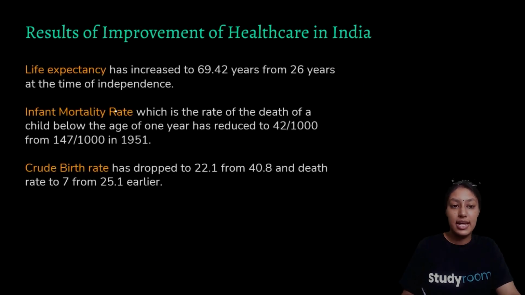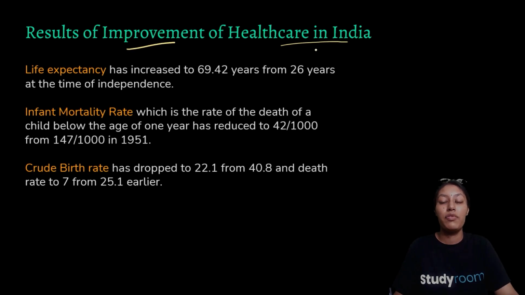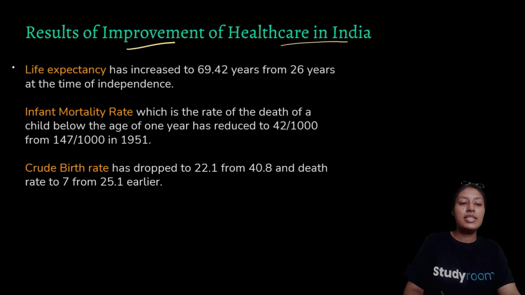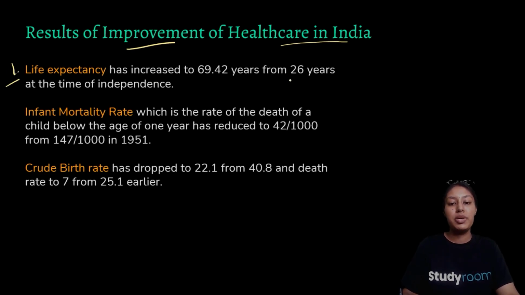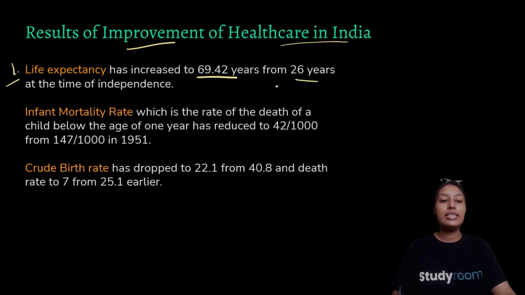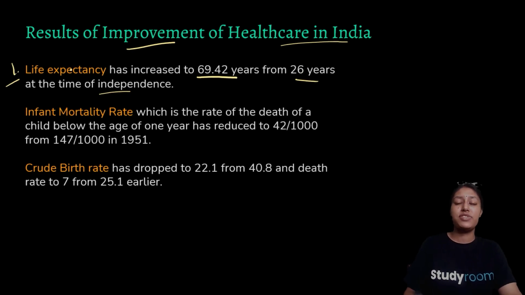So this was about healthcare. Now, the results of improvement of healthcare in India. Let's understand the results of improvement in healthcare in India. The very first thing is life expectancy. Life expectancy has increased. Earlier, it used to be very low. Now it has increased to 69.42 years from 26 years at the time of independence.